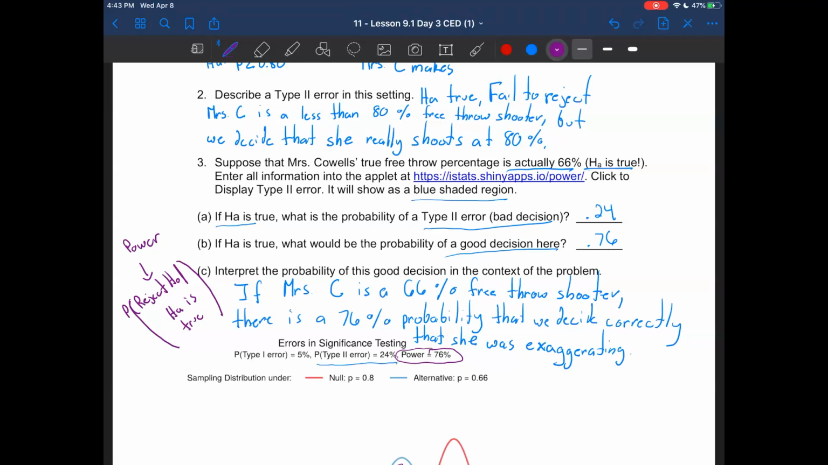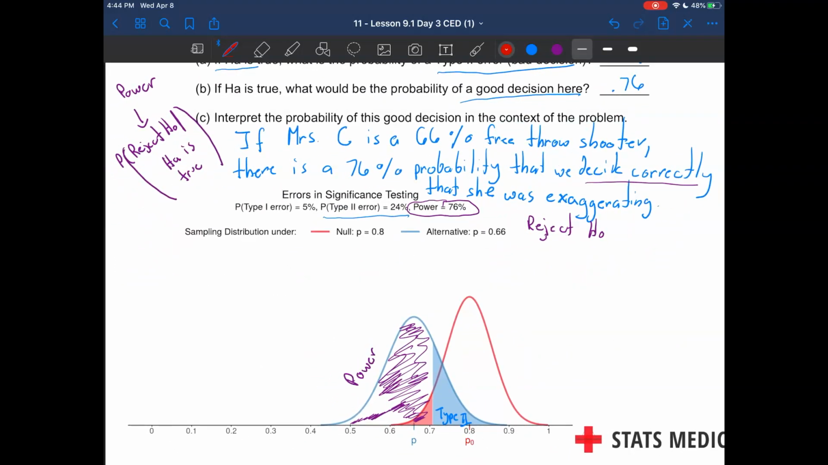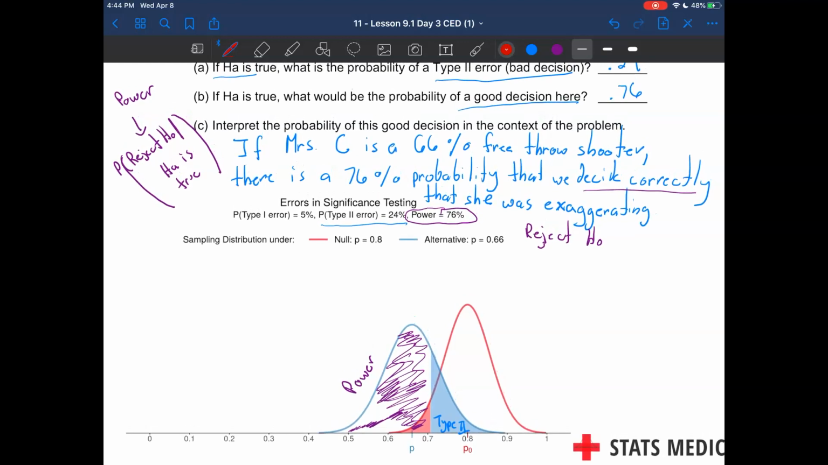Okay, so again, deciding correctly means you are rejecting the null hypothesis. Okay, so I just want to go ahead and take a look at this picture down below. Now again, power can be a little bit of a tricky concept. And again, in order to deal with power, you have to have a specific alternative value. And if we look down here, our specific alternative value for p was 66%.